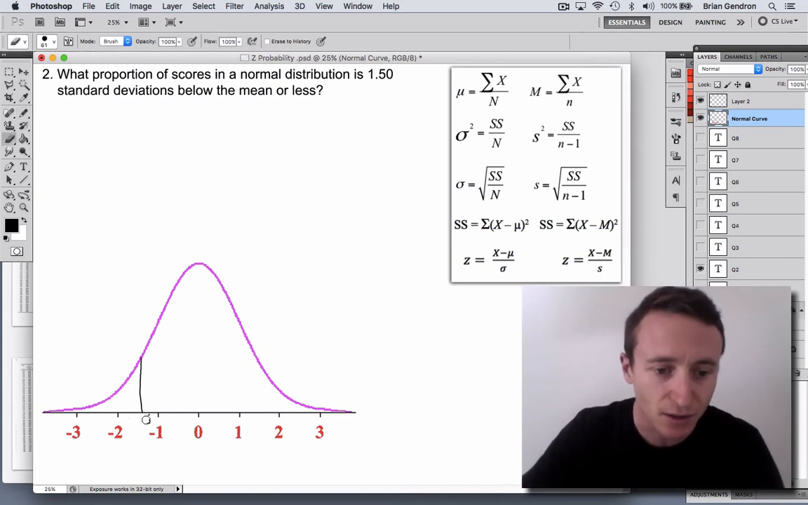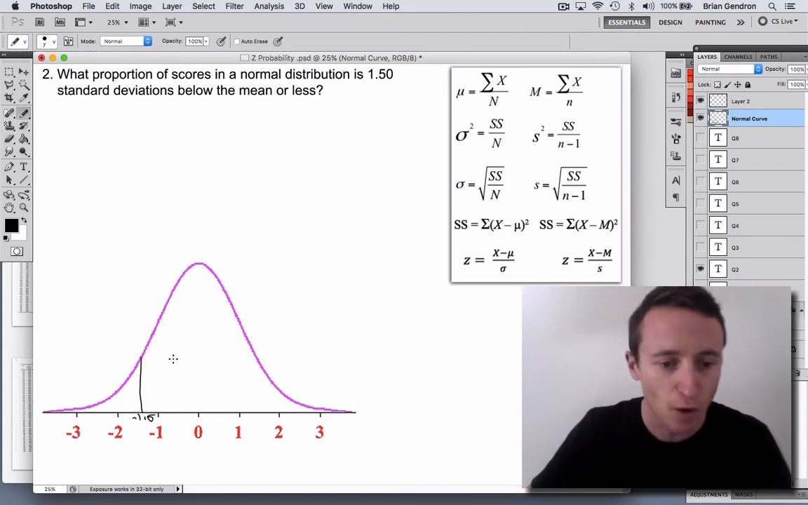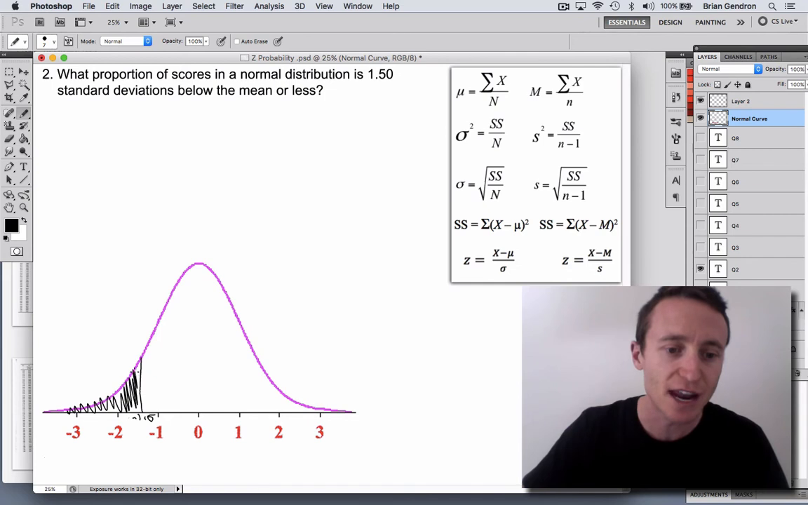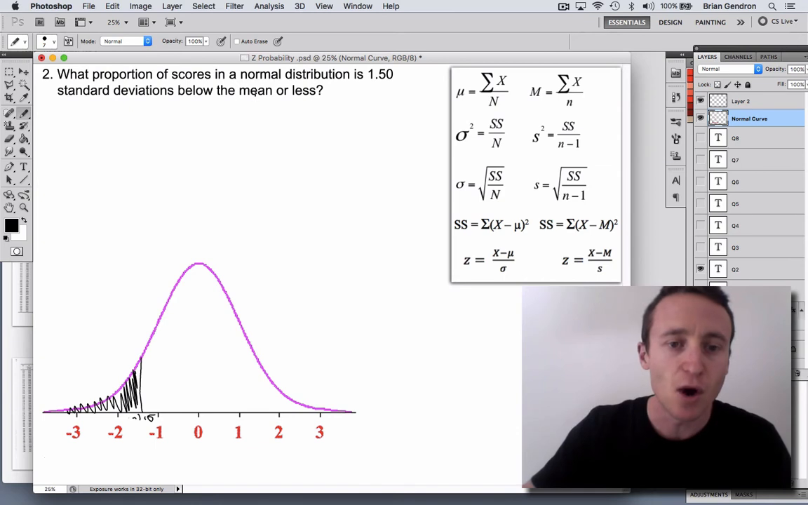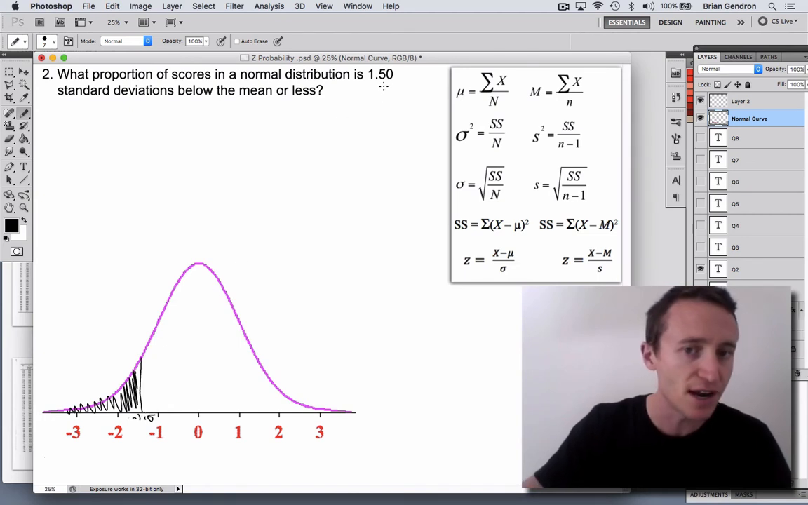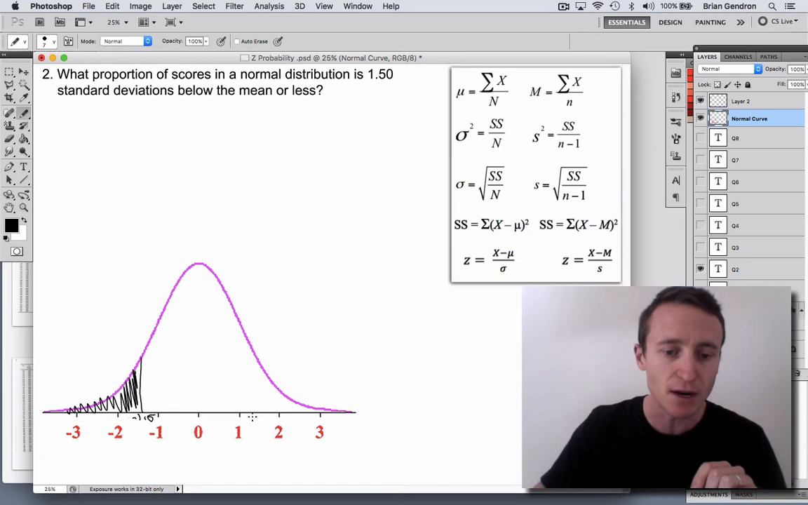In other words, I find the point that is negative 1.5. Let me make this a little clearer here. Hopefully that's legible. Negative 1.5 is about right here. And I'm going to sort of shade in this entire section that I'm interested in. How do I know this is the part I'm interested in? Because the question reads, or less. So lower numbers are below this value of negative 1.5. Even though it's a positive 1.5 over here, what's important is it says 1.5 standard deviations below the mean. If it was above the mean, it would be up here, but below the mean is a negative 1.5.